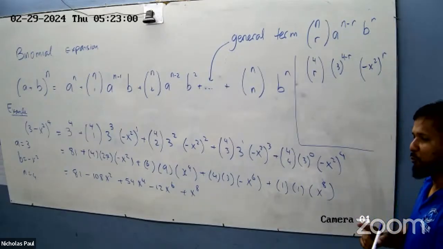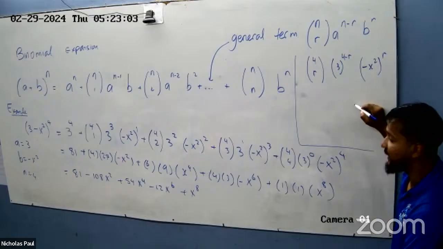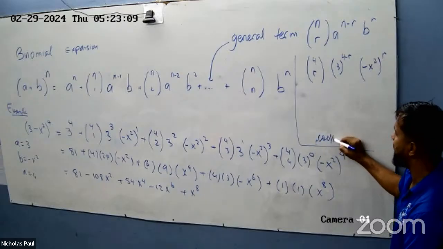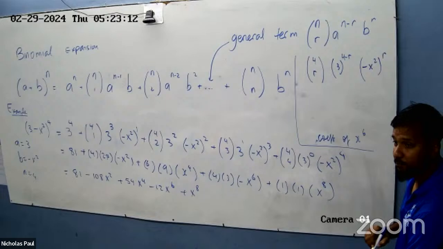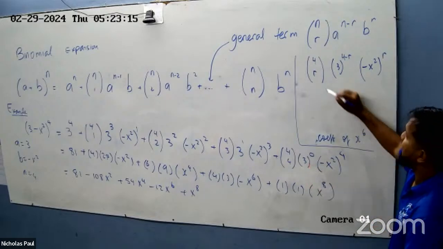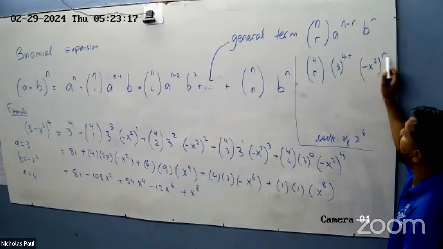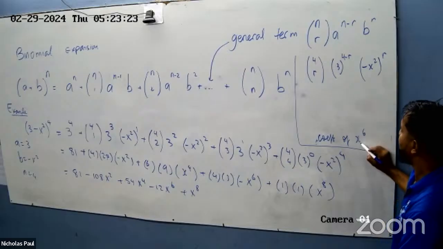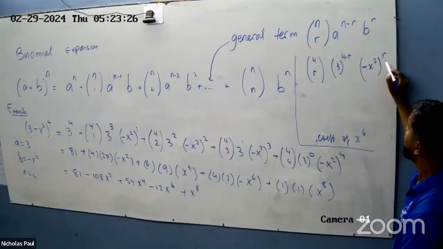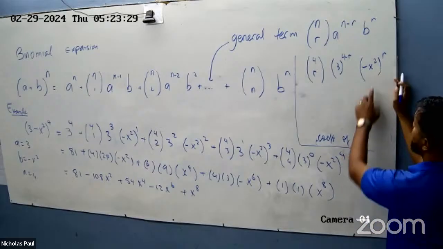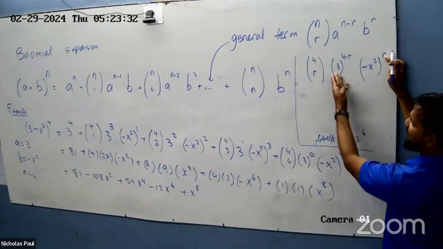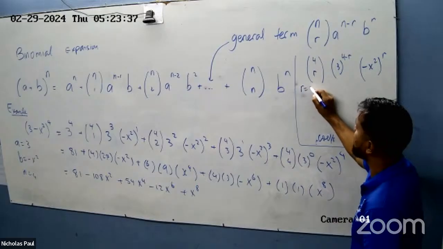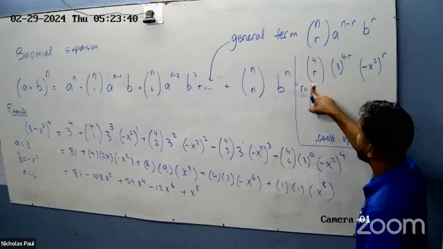So here's the question. I would like to get the coefficient of x to the 6. I don't want to do the whole expansion. So I know n, I know a, I know b, but I don't know r. My question is, what value for r will help me get x to the power of 6? The value for r will be 3, because 3 by 2 will give me 6, and there's no x term here.